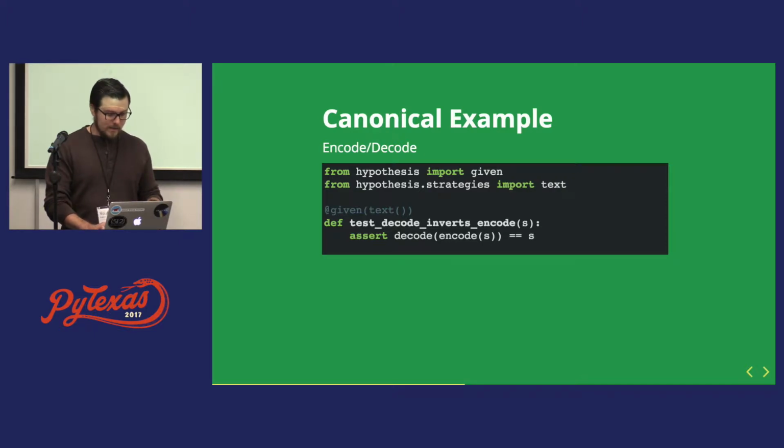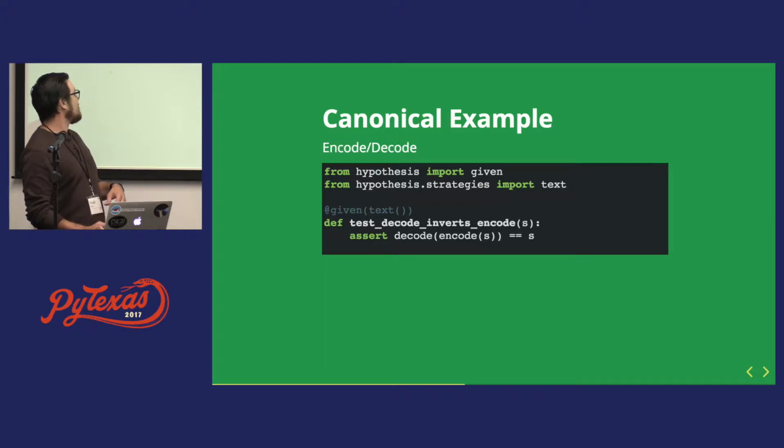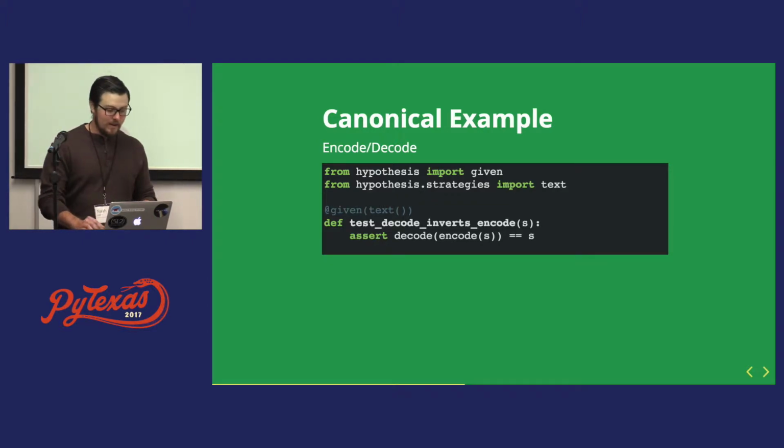And then you can see this given decorator. Well, maybe you can't. That's barely visible, isn't it? So it's given all text. Hypothesis has this strategy called text, and it's going to generate every conceivable string for us.